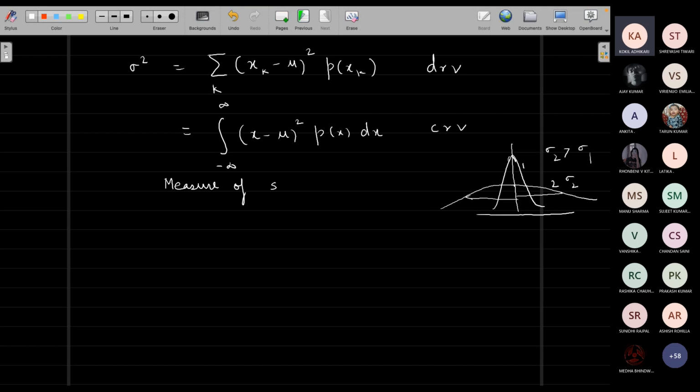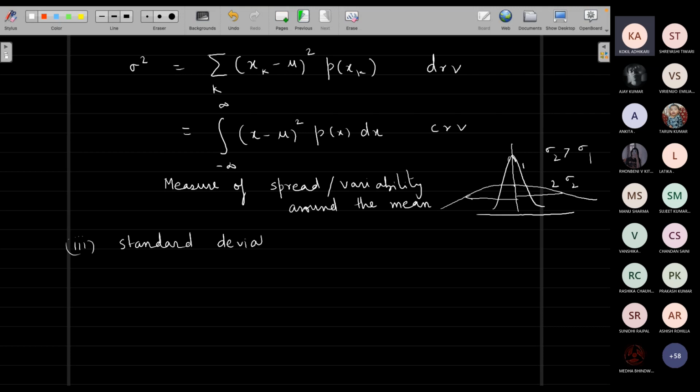So, a measure of spread or variability around the mean. Now, with this, of course, variance is useful, but the quantity which we generally use is not variance. We use what we call the standard deviation. This is something which basically comes out of sigma square, which is what we call the variance. And this standard deviation is nothing but the positive square root of the variance.